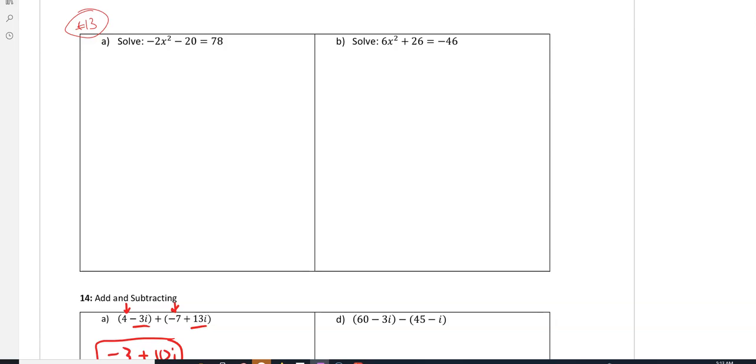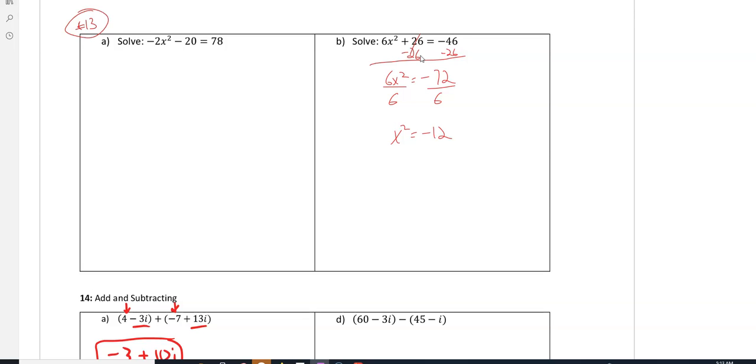And so I need to get this 26 over. I'm going to minus the 26 to the other side. That cancels, and I get 6x squared equals negative 46 minus 26. Use a calculator if you have to. That is negative 72. All right, so I still don't have the squared by itself. I need to move this 6 over. I'm going to divide the 6 to the other side. So I get x squared equals negative 72 over 6, which is negative 12.